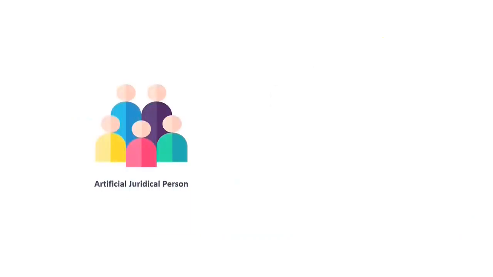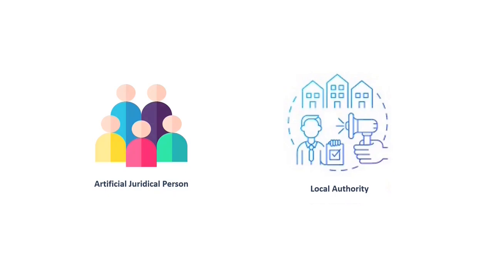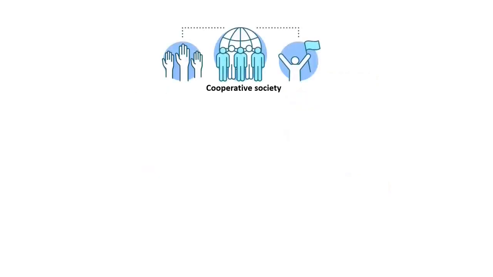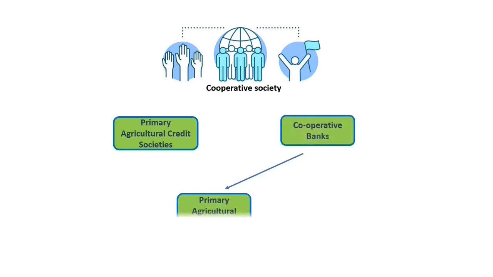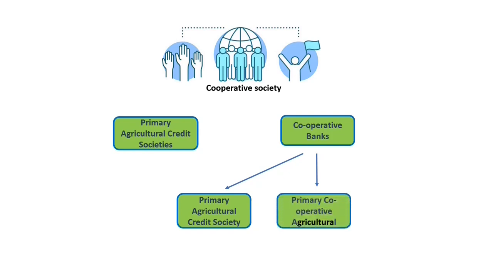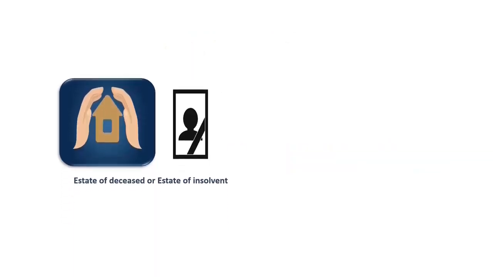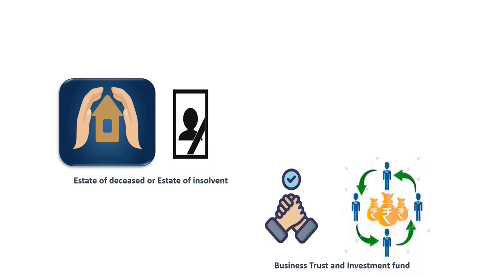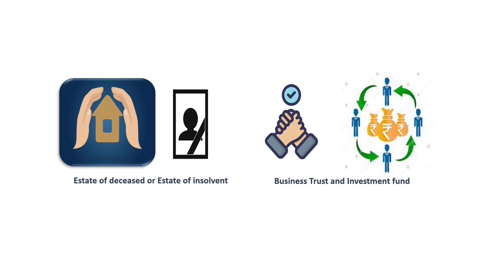The form can also be used by artificial judicial persons referred to in Section 2, subsection 31, Clause 7. Local authority, cooperative societies including primary agricultural credit societies, cooperative banks, cooperative bank other than primary agricultural credit society, or a primary cooperative agricultural and rural bank can also file ITR5. Form ITR5 can also be used for filing income tax return for estate of deceased or estate of insolvent, or business trusts or investment funds.